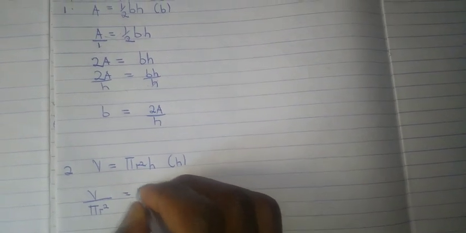Even the right hand side I do the same, I divide by pi r squared. So the pi r squared will cancel out, and we shall remain with H independent on this side. So our H will be equivalent to V over pi r squared. So that is how we can make H the subject of the formula.